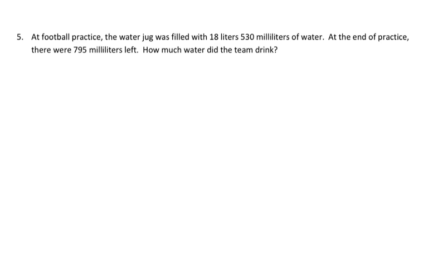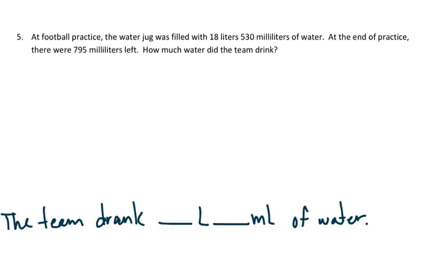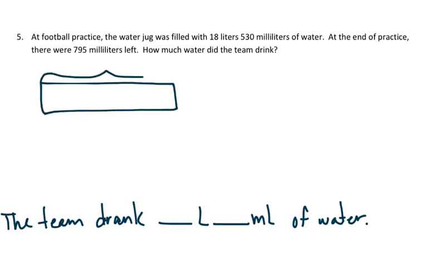a statement. So what I'm going to do first is write my target sentence, and that reads, the team drank blank liters, blank milliliters of water. So for our tape diagram, let's write the tape here. So the full water jug was 18 liters, 530 milliliters. But there was this much left, which was 795 milliliters. So we want to know how much the team drank.